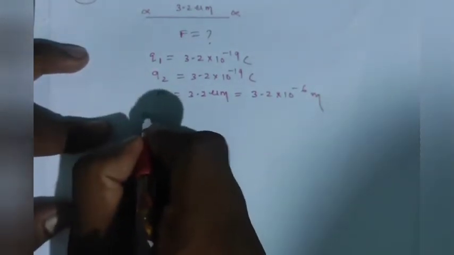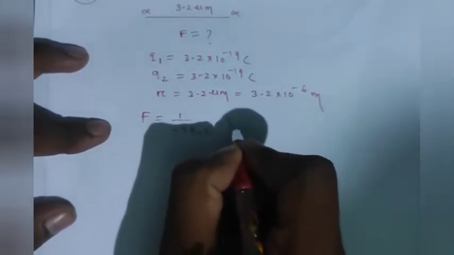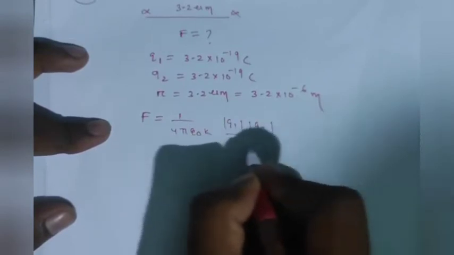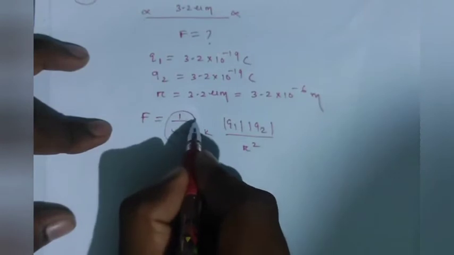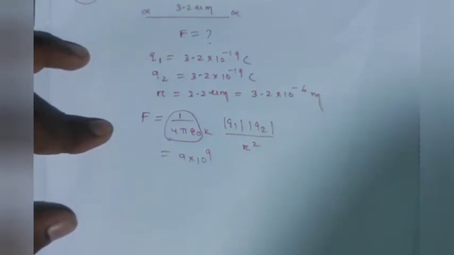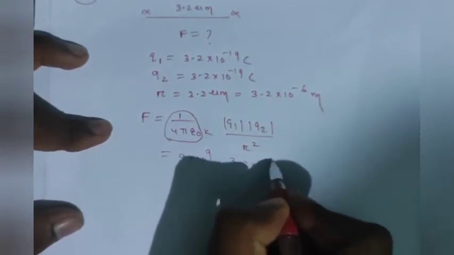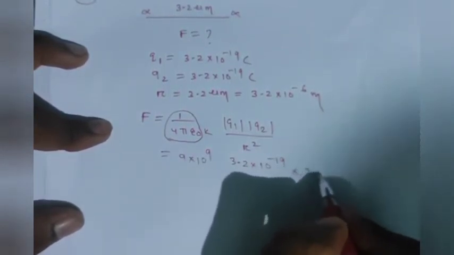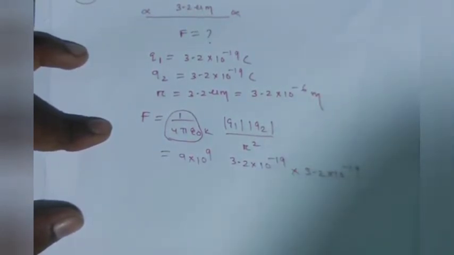So now the force formula is 1 by 4 pi epsilon, k, Q1 modulus Q2 modulus by R square. We know the value of 1 by 4 pi epsilon 0 is 9 into 10 to the power 9. k is not given, so we have to take k equal to 1 in air medium. And Q1 is 3.2 into 10 to the power minus 19 Coulomb. Q2 is also the same, 3.2 into 10 to the power minus 19 Coulomb, divided by R square. R square is how much?